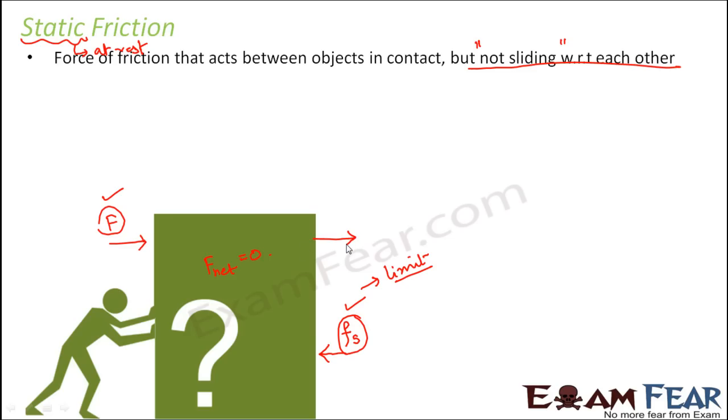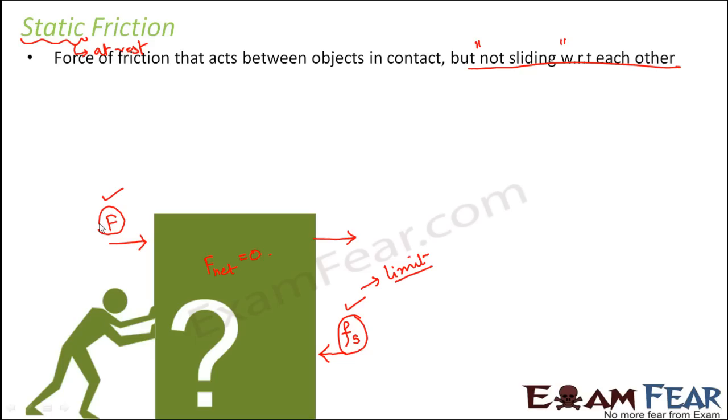So you understand what is static friction? Now when you apply a force on an object but the object doesn't move, that means there is a force of friction which is acting in a direction opposite to the direction of applied force. So that force of friction is called static friction as long as the box is not moving. As soon as the object starts moving, then what happens? Then comes into the picture the sliding friction, which we are going to discuss in the next slide.